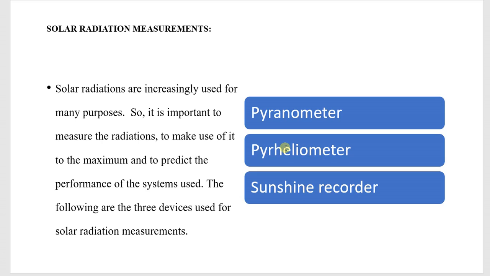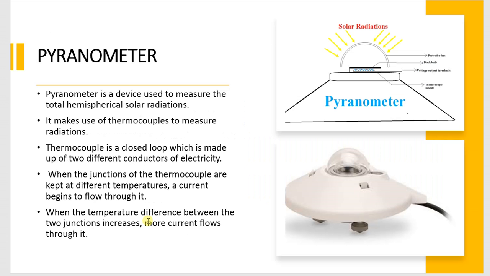Now these are the three major devices that we use to measure solar radiation. One is the pyranometer, second is the heliometer, third is the sunshine recorder. So this is the image of a pyranometer, and this is a schematic diagram of the pyranometer.